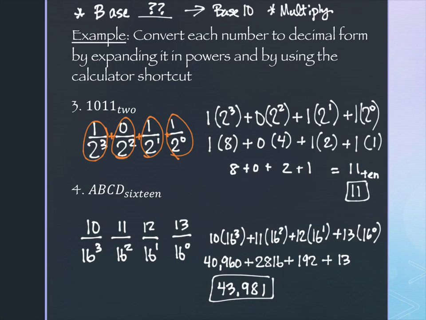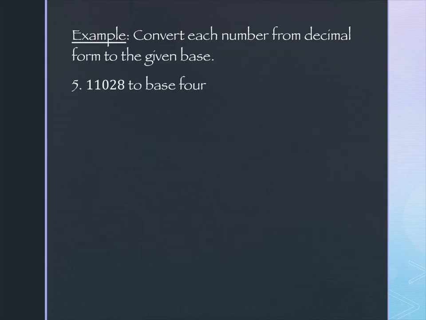We'd have 43,981. That's the number of individual crayons that we would have, and that's the equivalent of what we're doing. We're taking something that's grouped in a way that's unfamiliar to us, and we're regrouping it in our base 10 system. Okay? Now we're going to go the other direction. We're going to take one of our numbers and turn it into one of these other bases.